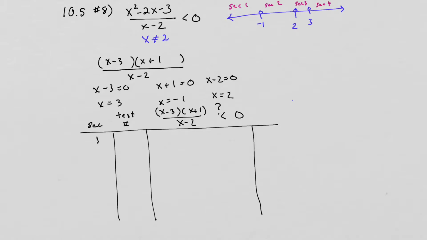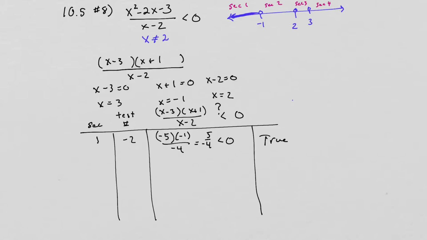So from the first section, I can pick any number to the left of negative 1. So maybe negative 2. I'll pick negative 2 and plug that into the inequality. Negative 2 minus 3 is negative 5. Negative 2 plus 1 is negative 1. Negative 2 minus 2 is negative 4. So this would be 5 over negative 4, which is less than 0. That's true. So we want to include section 1 in our answer, because since negative 2 made the inequality true, any number from section 1 will make the inequality true.